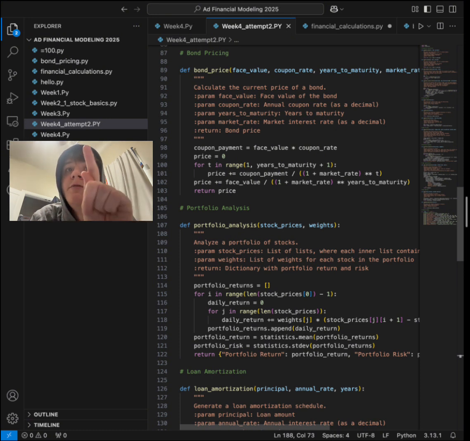Price equals face value divided by 1 plus market rate to the power of years to maturity, and then return price. For portfolio analysis, it's def portfolio_analysis(stock_prices, weights). Analyze portfolio of stocks. Param stock_prices: list of lists where each inner list contains prices for a stock. Param weights: list of weights for each stock in the portfolio. Return dictionary with portfolio return and risk.